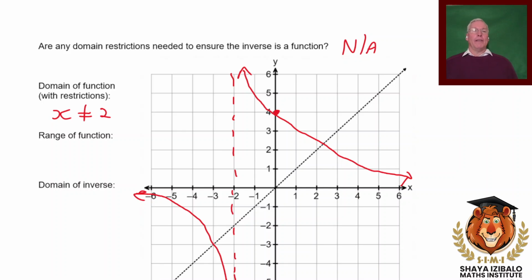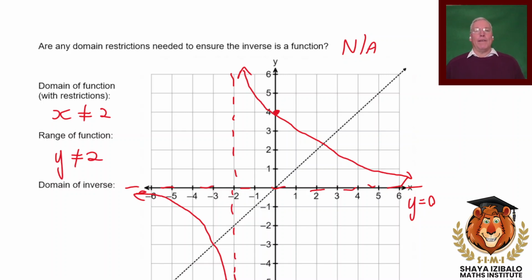What about its range? Well, it can go as far up and down as we like, but there's also an asymptote here on the x-axis. The line y equals 0 is also an asymptote. So in fact, y is not equal to 0. That's the domain and the range of that graph.